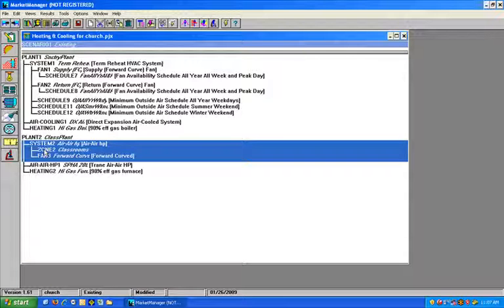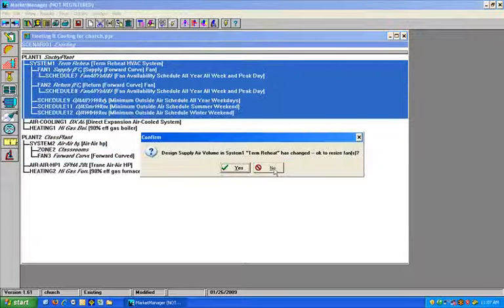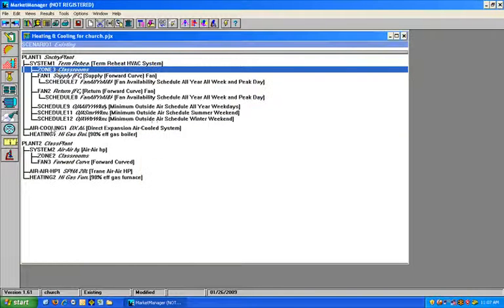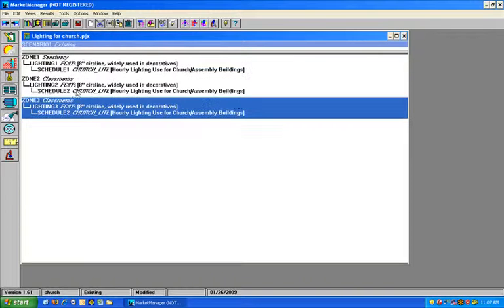Okay, I'm going to move this zone up here. So now I have two identical zones. They're both classrooms, and they're both being served by air conditioning systems, but I also have a third zone, which is outdoors. That must be this one right here.